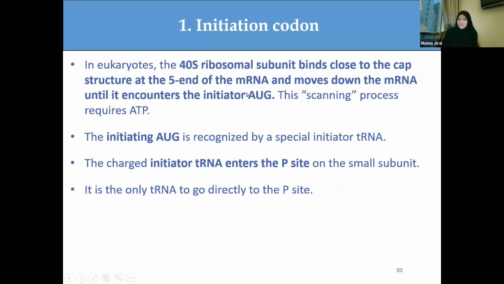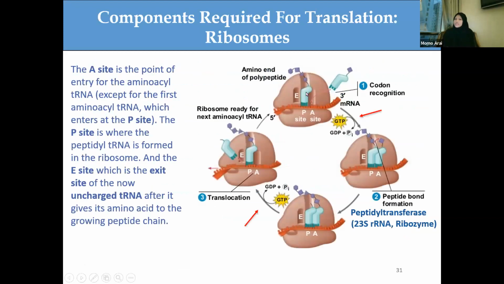So the initiation codon, again, is AUG, don't forget that. And the first tRNA for AUG comes on the P site. Once it continues, the ribosome will start reading the mRNA from 5' to 3' in this direction. It will continue reading the sequence so it can make the proteins.